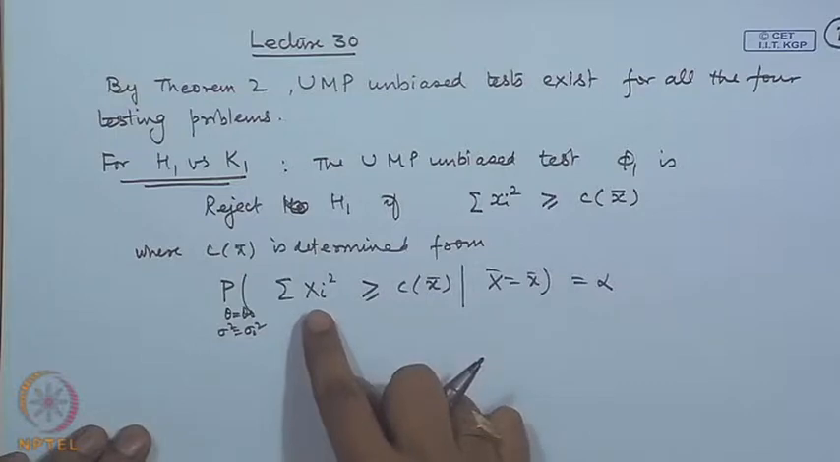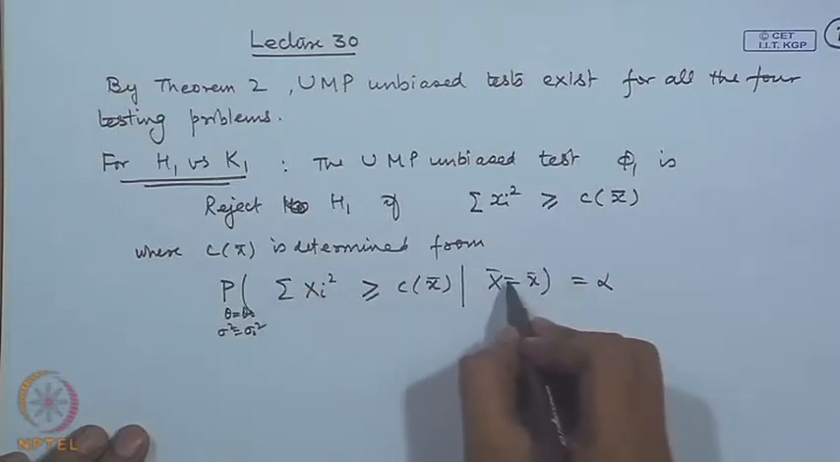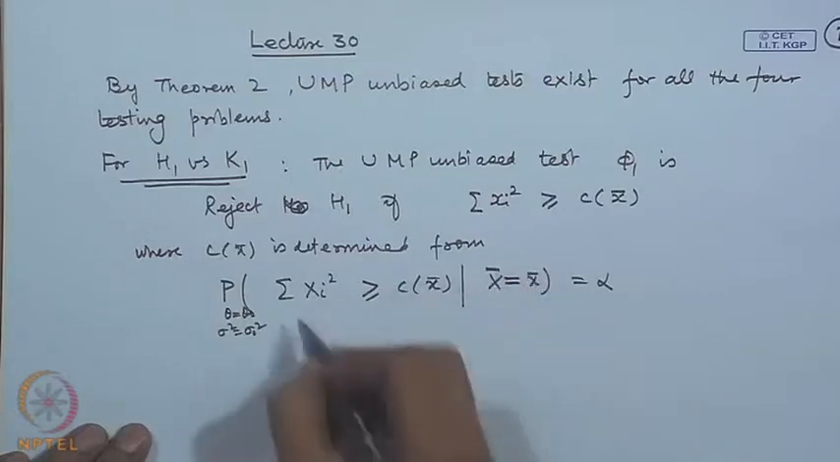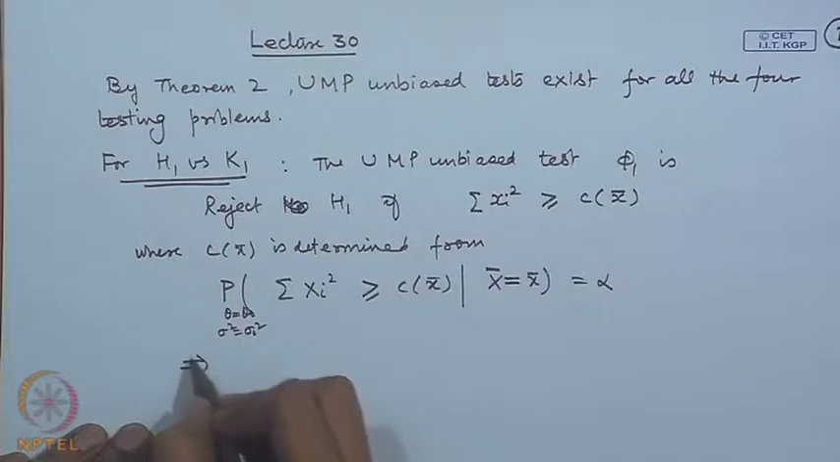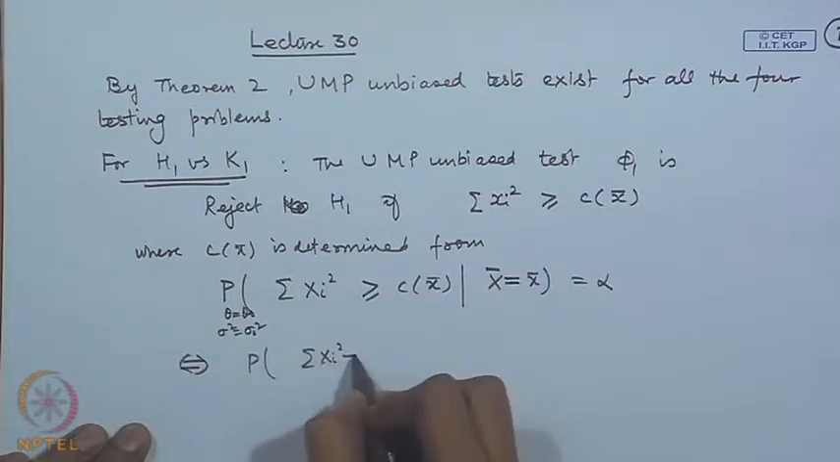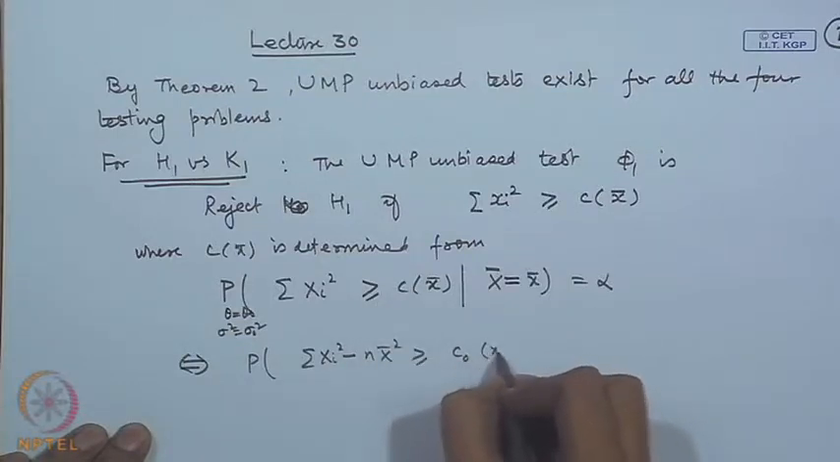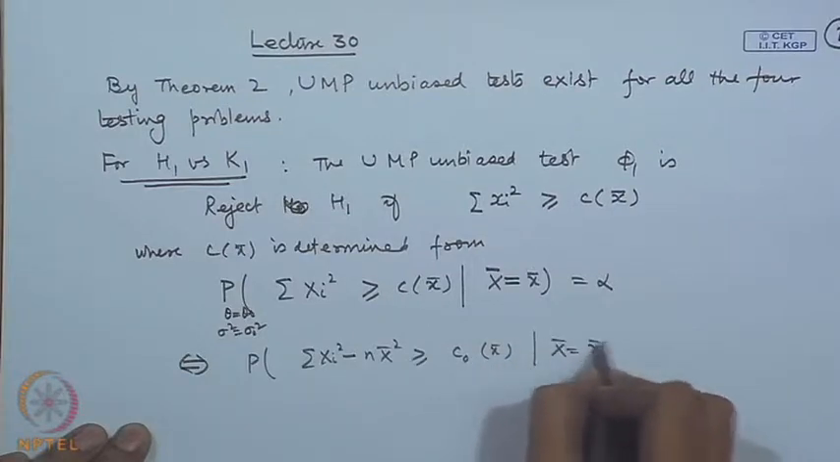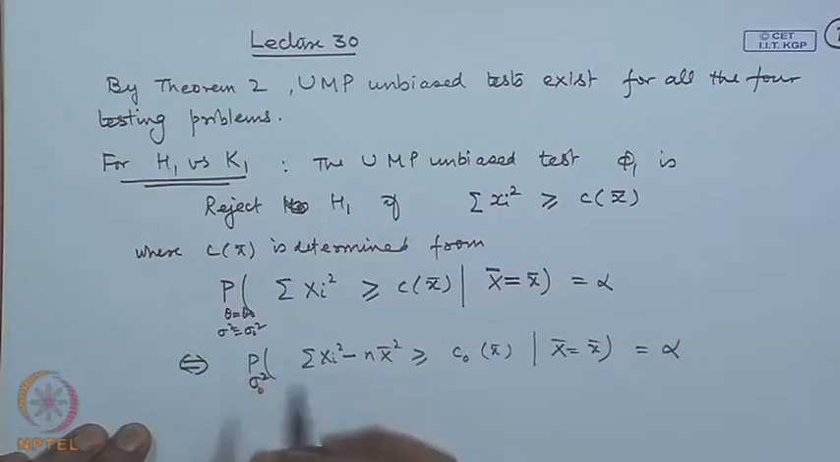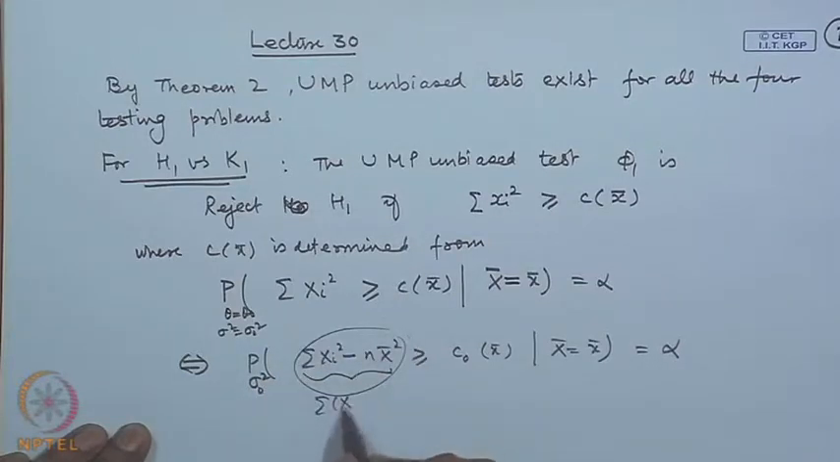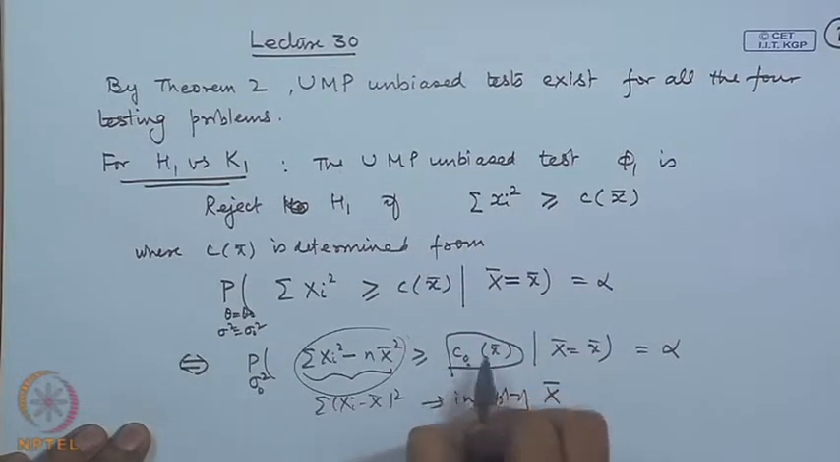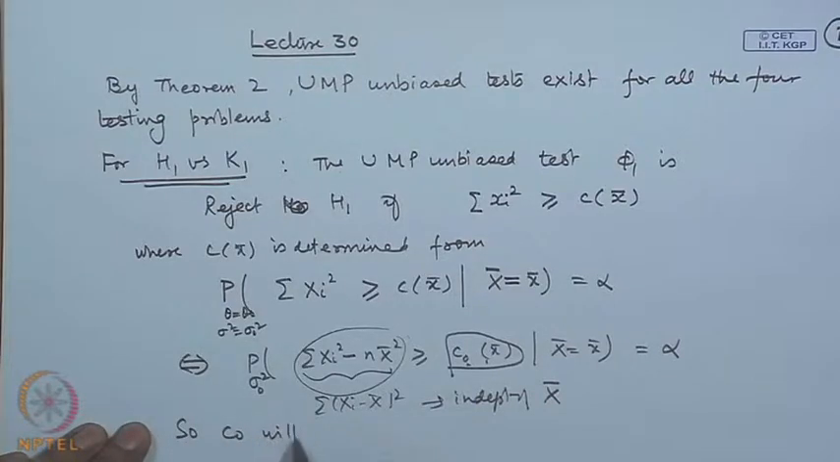Now, note here this needs the conditional distribution of sigma x I square given x bar, which is slightly inconvenient. However, here we can apply a trick. This is equivalent to saying probability of sigma x I square minus n x bar square greater than or equal to some other function, say C naught x bar, given x bar is equal to small x bar, is equal to alpha at sigma naught square. Now, this sigma x I minus x bar whole square is independent of x bar. If this is independent of x bar, this term will become free from x bar. So, C naught will become free from x bar.